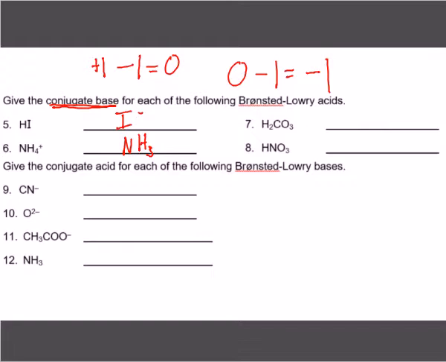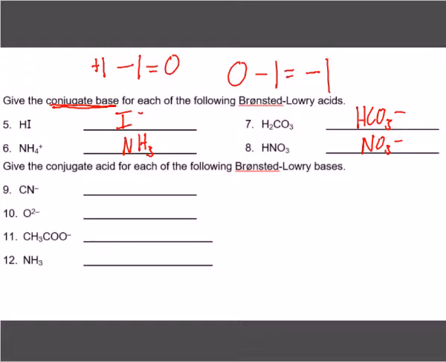Number 7, what's going to be our conjugate base? HCO3 minus. And number 8, NO3 minus. Okay? Now, it says in 9 through 12, give the conjugate acid.